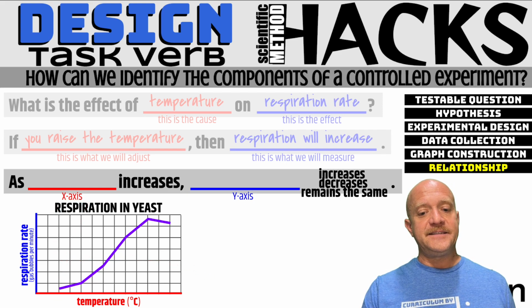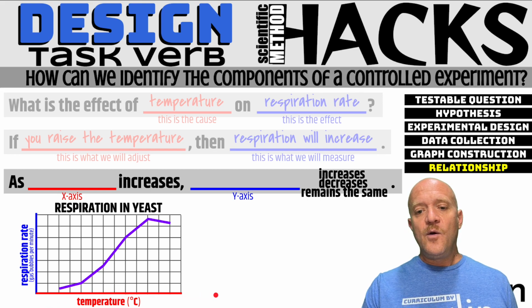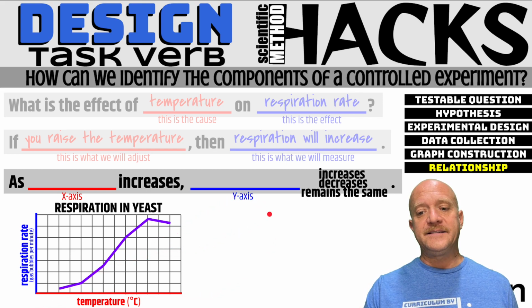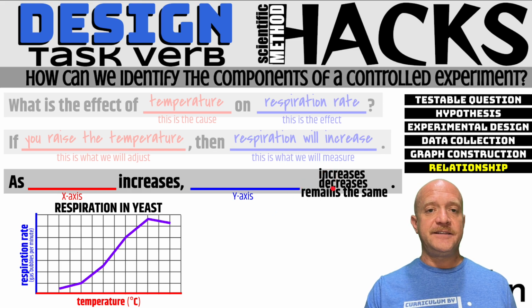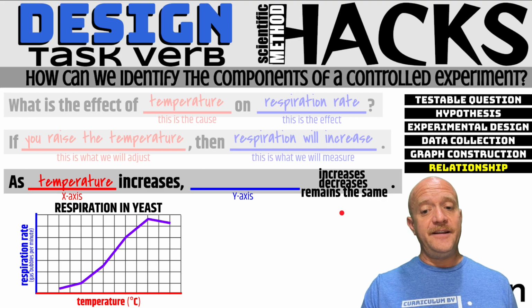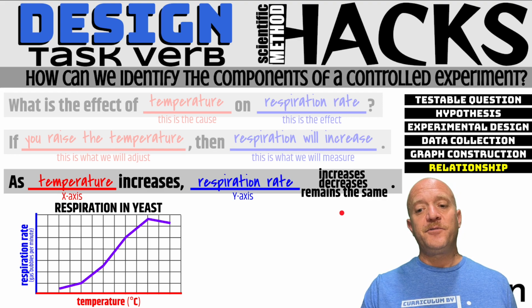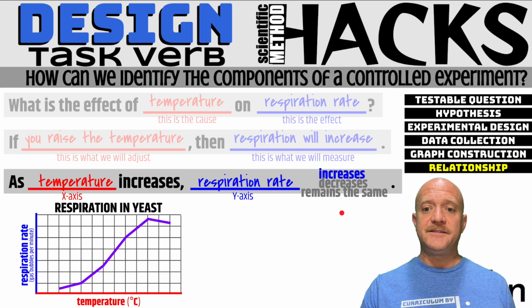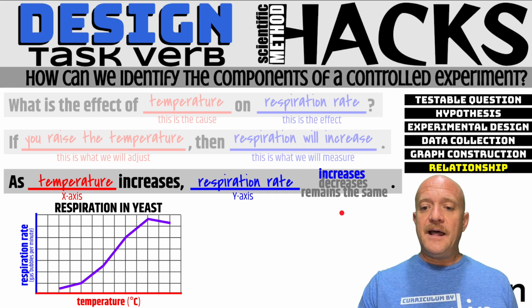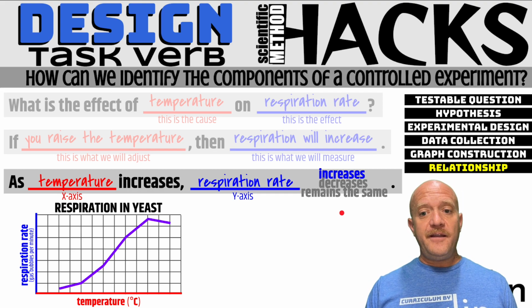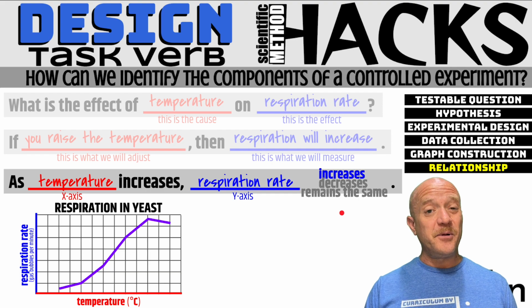As the x-axis increases, again, as it increases, you're going to the right. What's happening to the y-axis? Is it either increasing, decreasing, or remaining the same? So as temperature increases, the respiration rate also increases. This was a very simple experiment.